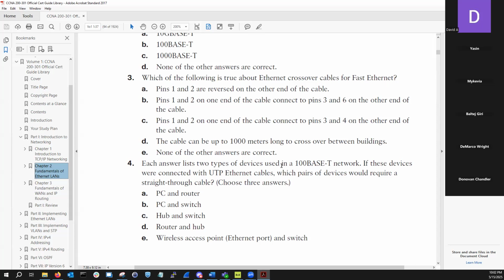There's a technology called auto-MDIX. What auto-MDIX does, from what I remember, is that if you don't have the correct cable, it detects it, right? It detects whether you've got a straight-through cable or a crossover cable, right? Not exactly. What about the pins? That's where auto-MDIX comes in.